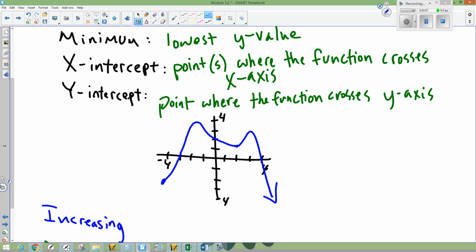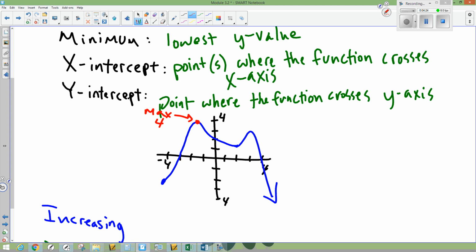Now let's make sure that we can identify a few of these key features that we're talking about. Okay. So the first one, let's say maximum. This is usually pretty easy to identify. It's the highest point on the graph. So this point right here, that's our maximum. And its value is 4, because it's 4 up on the graph, right? So again, remember, y values are what we're talking about for maximums and minimums.